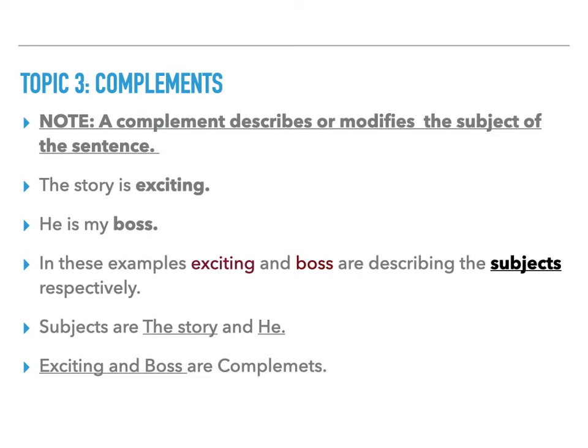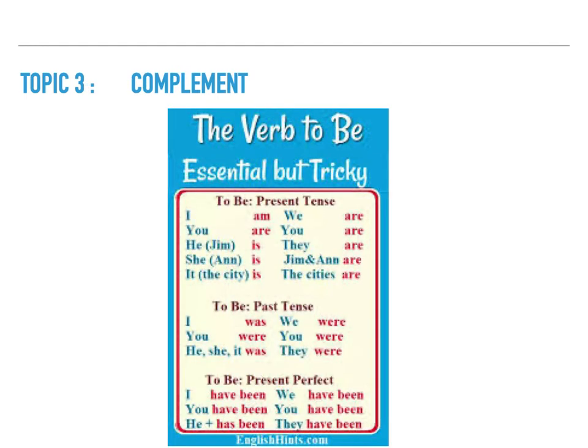Secondly, he is my boss. He is the subject, is again the verb. My boss: boss is a noun and it is a complement. Whose boss is this? It is directly connected with him, okay? So it is modifying the subject. In these examples, exciting and boss are describing the subjects respectively. Subjects are the story and he, and exciting and boss are complements.